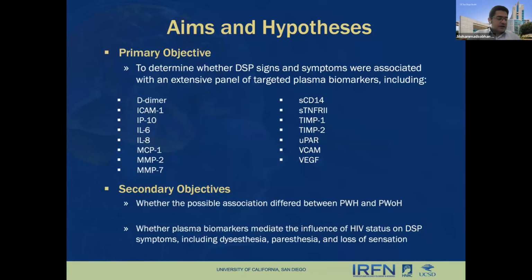We defined DSP, or distal sensory polyneuropathy, as having two or more signs, which are bilateral distal vibration, sharp and touch loss, and ankle reflex loss. So if any patient had two or three signs out of these three signs, we categorized them as having DSP.